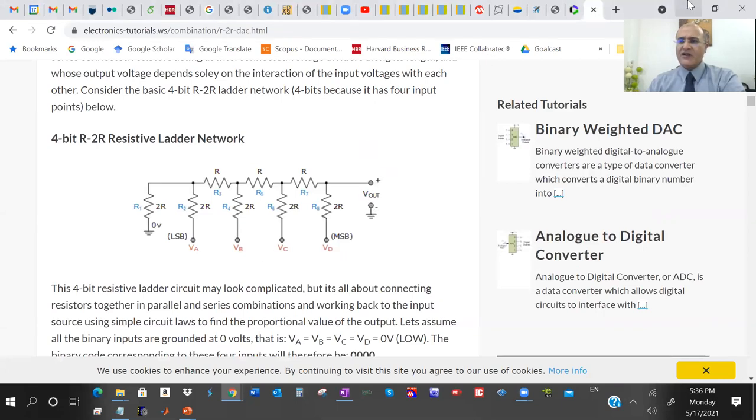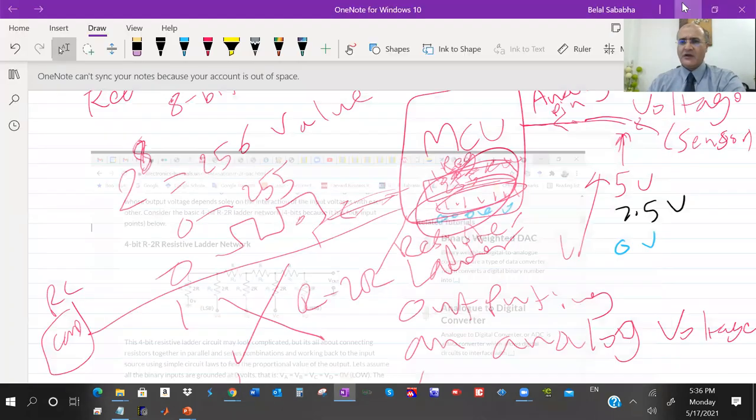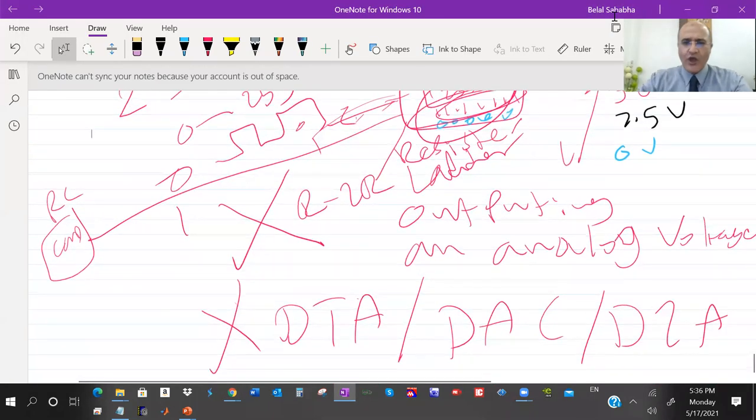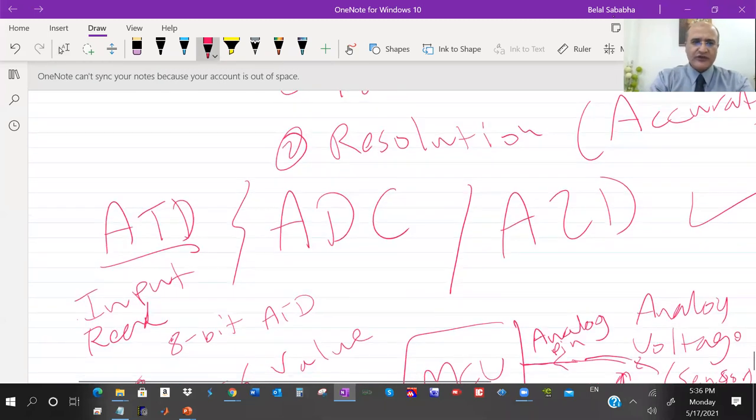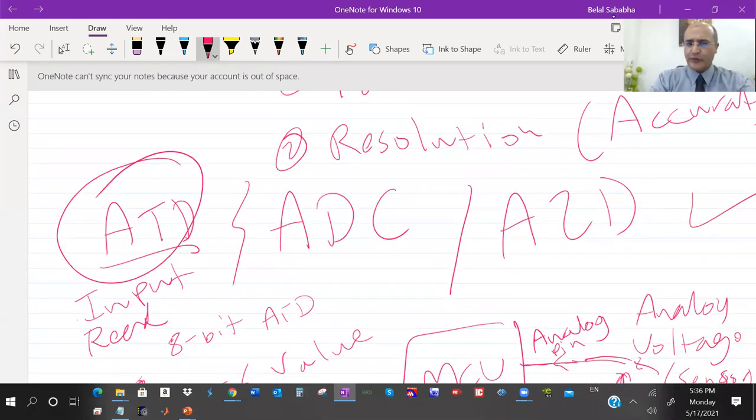If you don't want to build it, there are chips. You can just connect them to your parallel port, write your digital number, and you get an analog voltage value. So this is out of our scope right now. What we're talking about is the A to D input, not output.